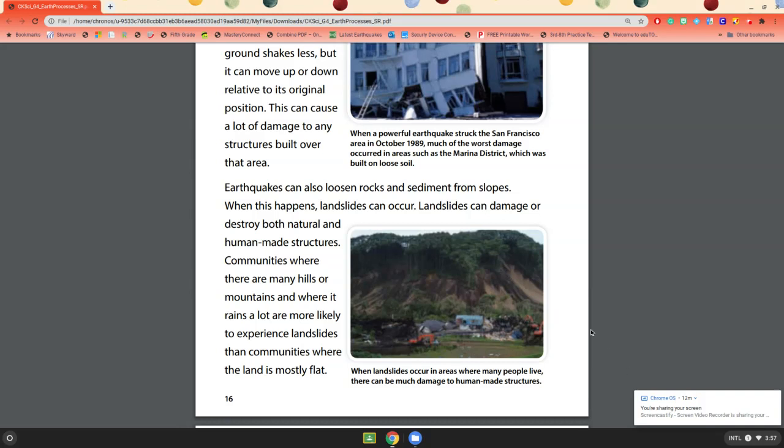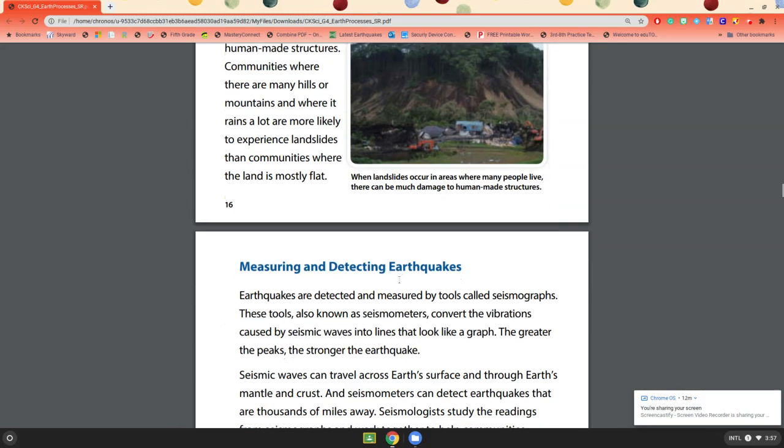Now, landslides usually happen in areas that have, of course, mountains, whereas in our area, we're mostly flat. We don't have a lot of hills or mountains. But the mountain itself is like compacted soil, and if it gets loosened, it can give way. So that's where a lot of your landslides occur.